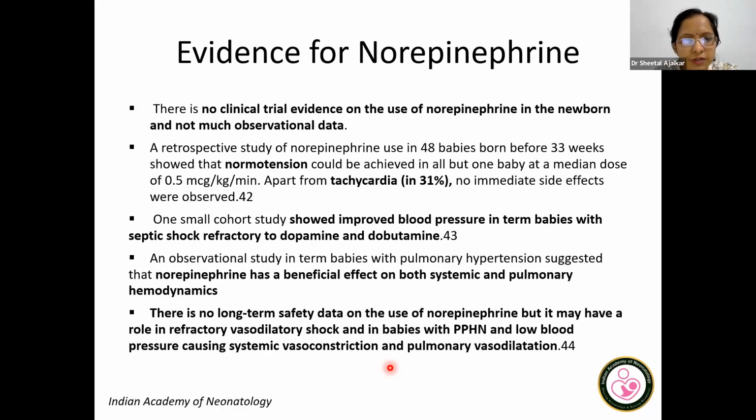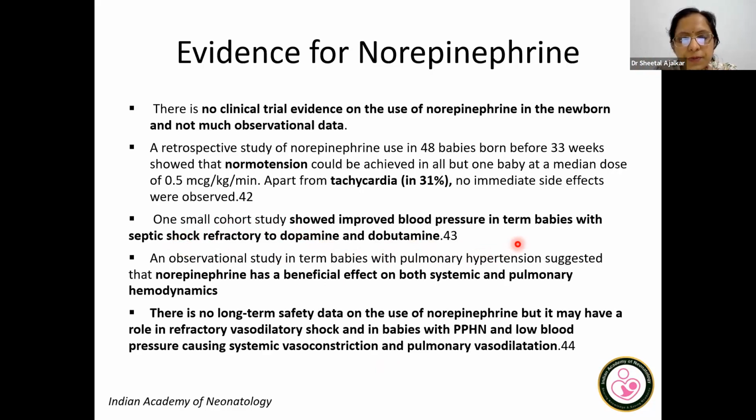So the retrospective study of norepinephrine used in 48 babies born before 33 weeks showed that normotension could be achieved at a median dose of 0.5 mcg per kg per minute. So the dose, as per them, of 0.5 was good to achieve normotension, and there was only tachycardia, no other immediate side effects. There was one small cohort study which showed improvement in blood pressure in term babies with septic shock, which was refractory to dopamine and dobutamine.